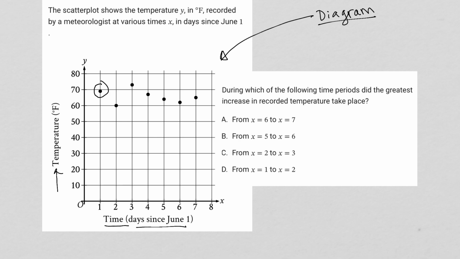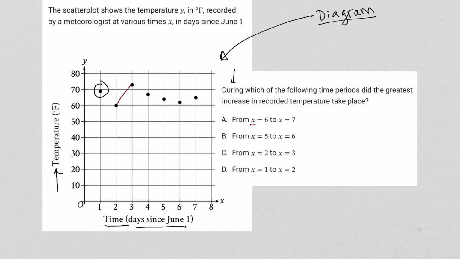So the question says the scatter plot shows the temperature Y in degrees Fahrenheit recorded by a meteorologist at various times X in days since June 1st, right? All the things that we already saw. The question goes on to say, during which of the following time periods did the greatest increase in recorded temperature take place? Okay, well, it looks like just visually that it happened right here. But let's see what the question is asking.